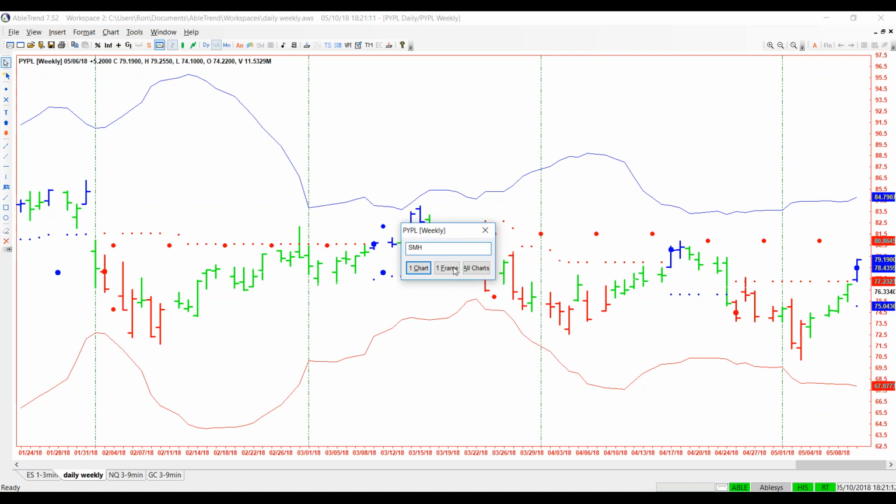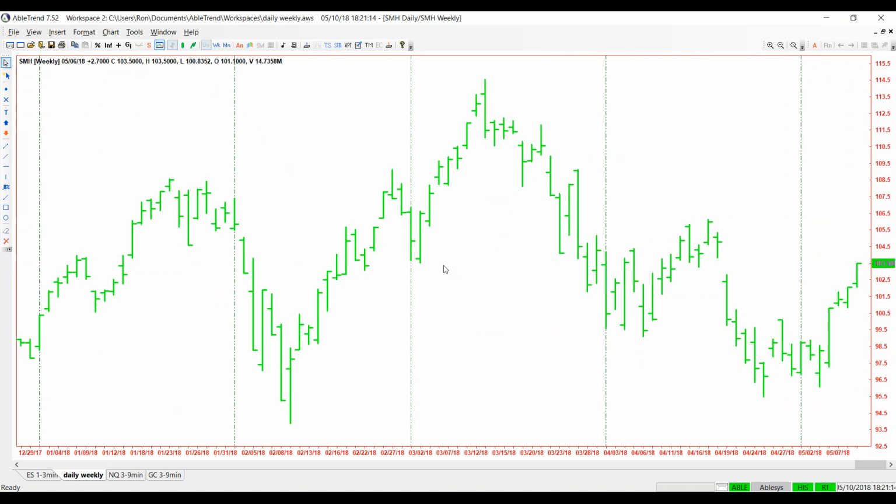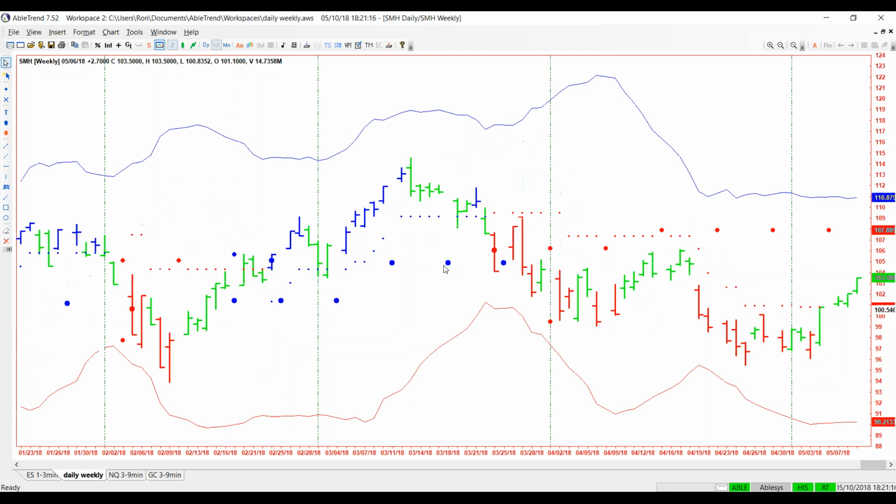SMH, one frame. No good. It's above the... It actually got stopped out the other way, so you're getting close there because a blue bar might come in, but no, definitely not ready yet. Let me go one more.